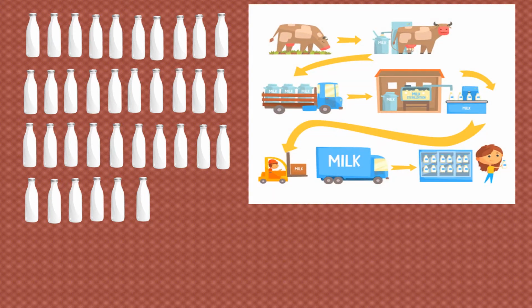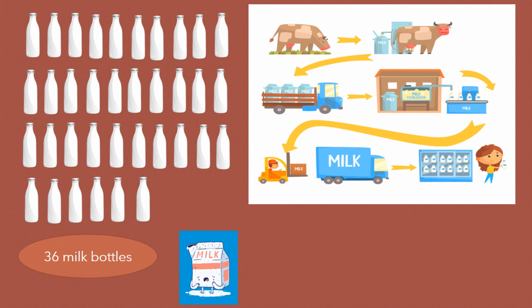Here are a few milk bottles on your screen. These milk bottles are sourced from the cow through machines, and then they are packed in bottles, and then they are taken off for distribution to the market in a big blue truck. There were about 36 milk bottles, and look, 4 milk bottles have cracked. We need to find out how many bottles are still intact, that means that are not cracked.